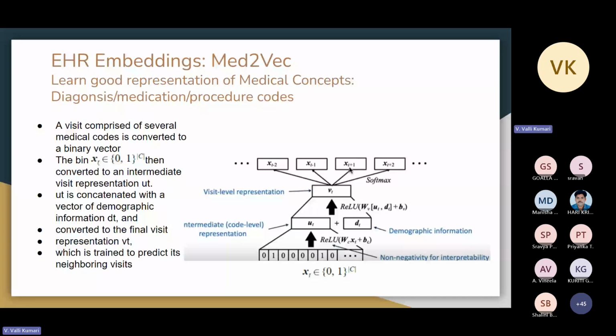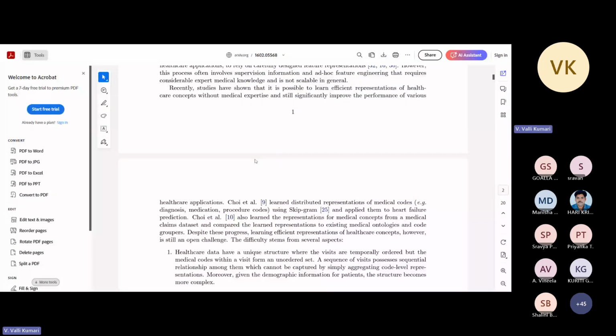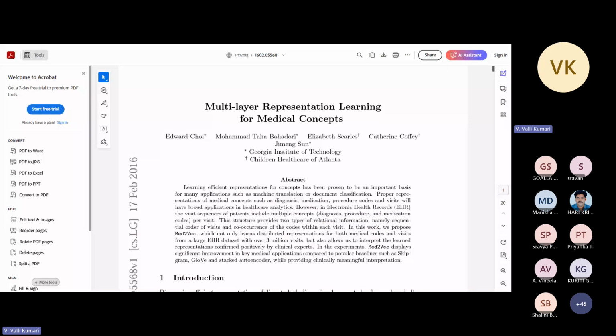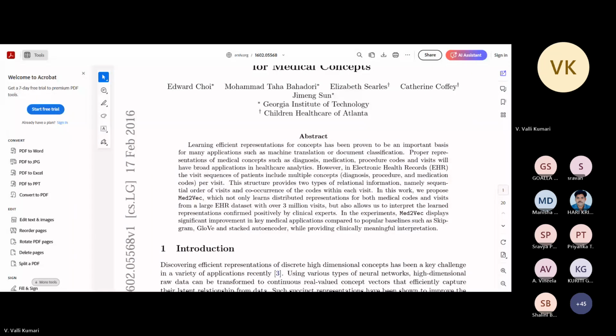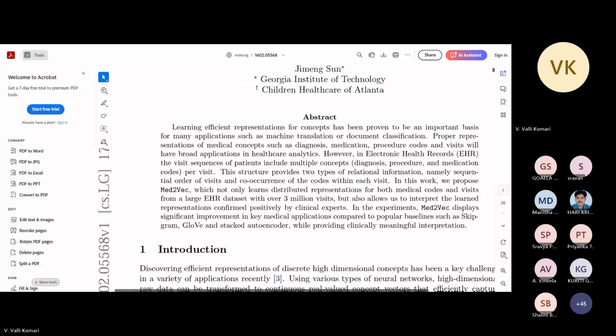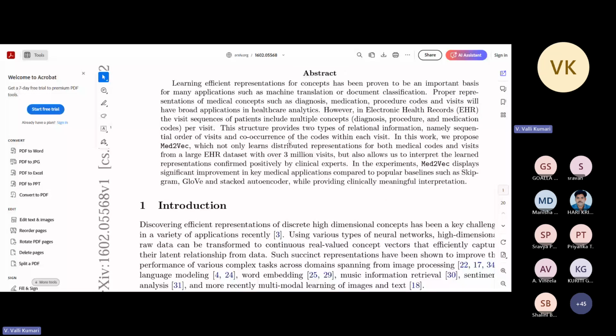Yeah, this is the paper: Multi-layer representation learning for medical concepts. So what do they do here? The structure provides two types of relational information: the sequential order of visits and the co-occurrence of the codes within each visit. Okay. And how is it done?